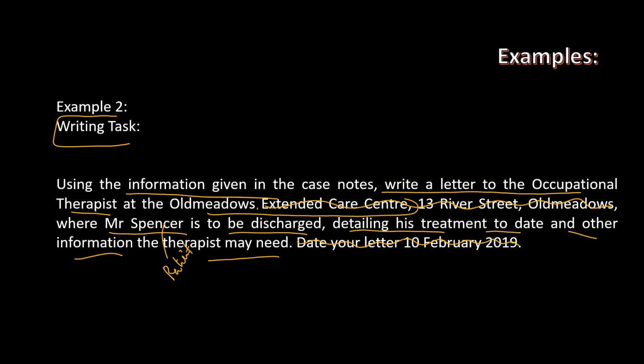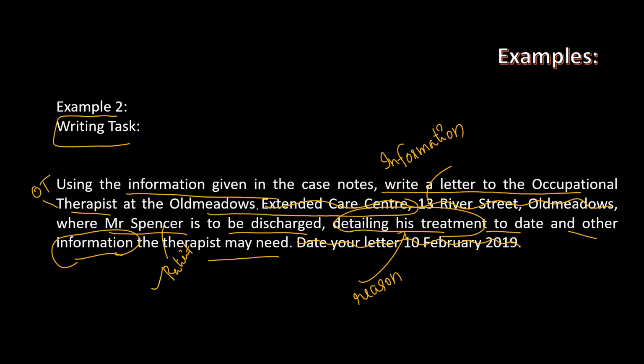So we know we are writing to the occupational therapist and the patient's name, and we also know why we are writing the letter, which is detailing his treatment to date and other information. So whatever you think will be helpful to the occupational therapist needs to be included from the case note. So this is clearly a case of conveying information. So this is a letter giving information to the reader, who is the occupational therapist, and this is the reason for writing the letter, which is treatment history, right? So this is what we need to include in the letter. So the purpose is clear.